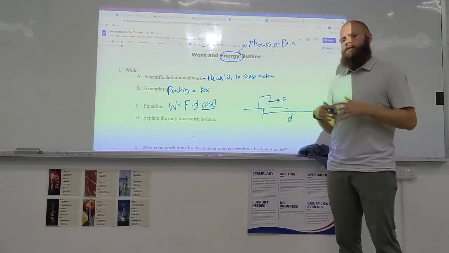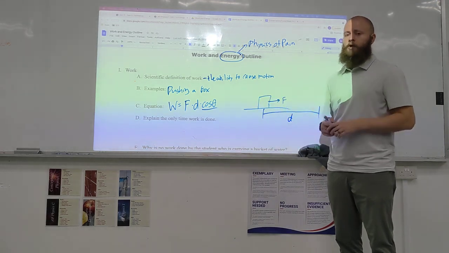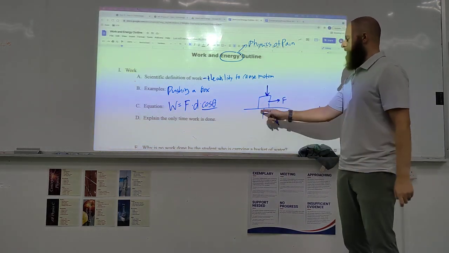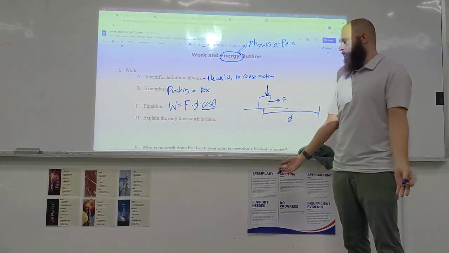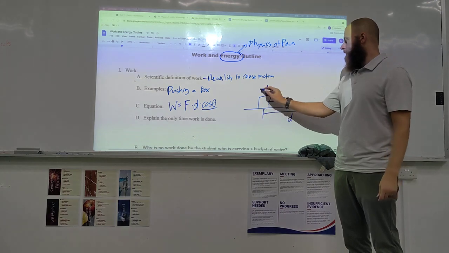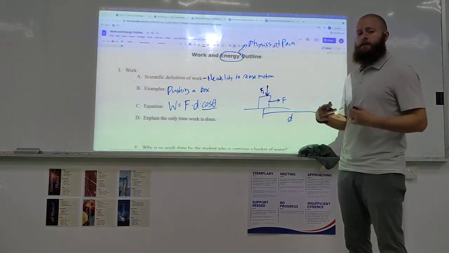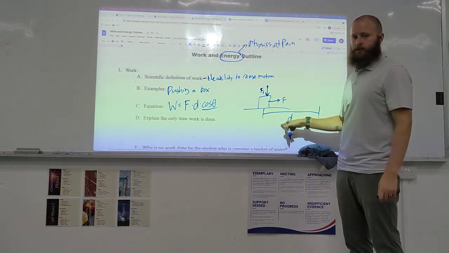That part is really just asking, is my push actually helping it move, or is it unrelated? For example, if I'm pushing this way, and then the box moves this way, did I help it move? No, I didn't really help it move. So my force, this force here, doesn't count. The way we figure this out is by looking at the angle between the force and the distance.